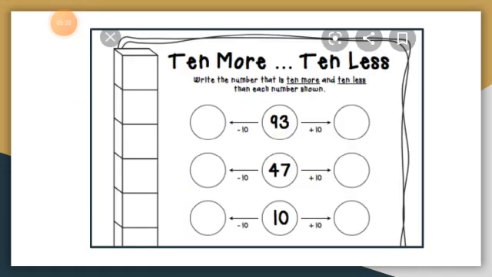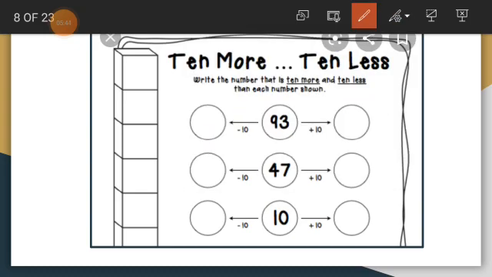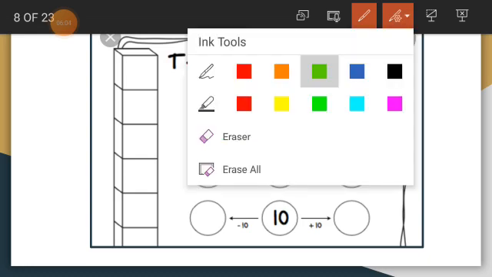Now look at this one slide. Here you can see minus 10, plus 10, minus 10, plus 10, and the numbers are written inside: 93, 47 and 10. Let's solve this one. Plus 10 means 10 more, minus 10 means 10 less. When we subtract the 10 from 93, what is the answer? 83, yes. And when we add the 10 in 93, what is the answer? 103.